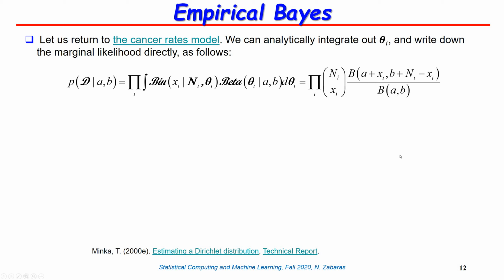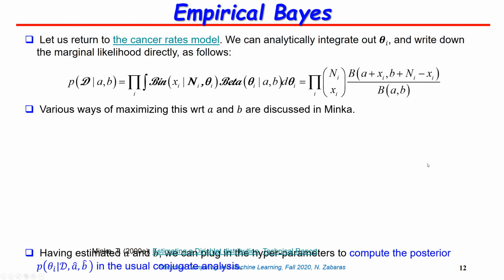So if you really want to know how to actually do this type of calculations, a very nice report is by Tom Minka that I link at the bottom, so you can visit it and see how exactly you can do the optimization of this with respect to A and B. But, you know, again, you may be able to download a black box optimizer that somehow does this for you.